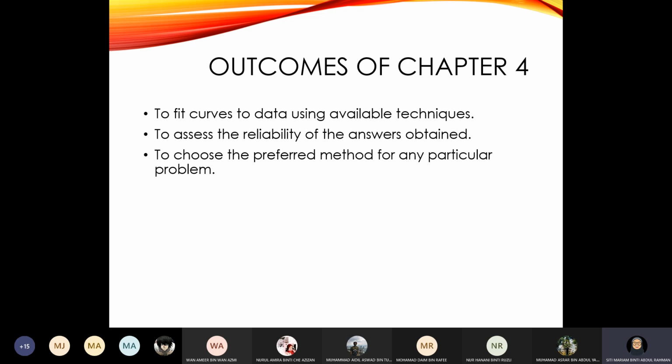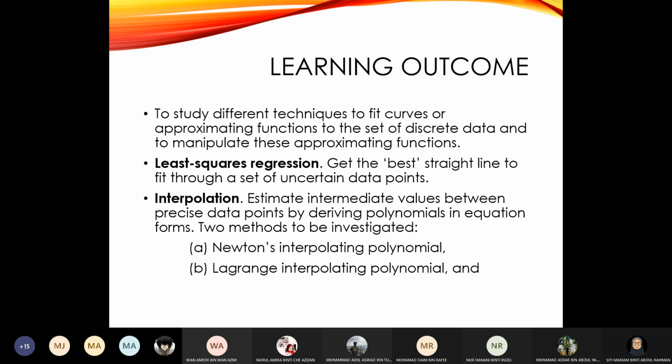So we're going to look at chapter 4.2. If you remember, last week kita dah tengok least square regression. So our aim for this chapter is to fit curve or approximating function kan, to a set of discrete data in order to manipulate this function. So yang kita nak buat ialah basically to find intermediate values. So we can do it using least square regression, the one that we already looked at last week.